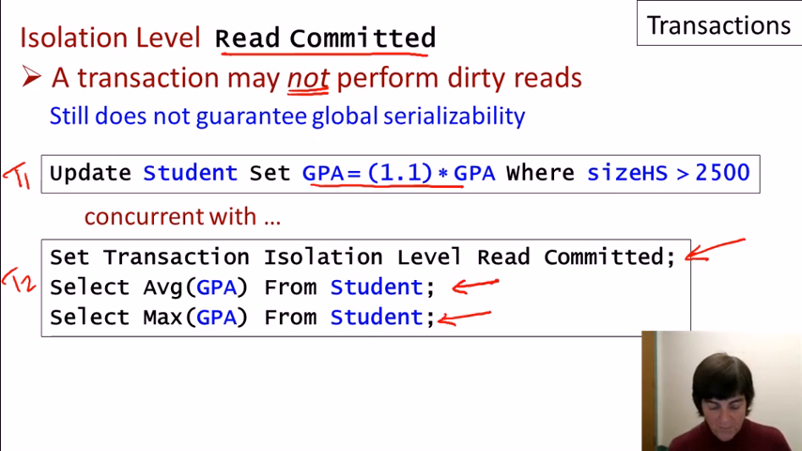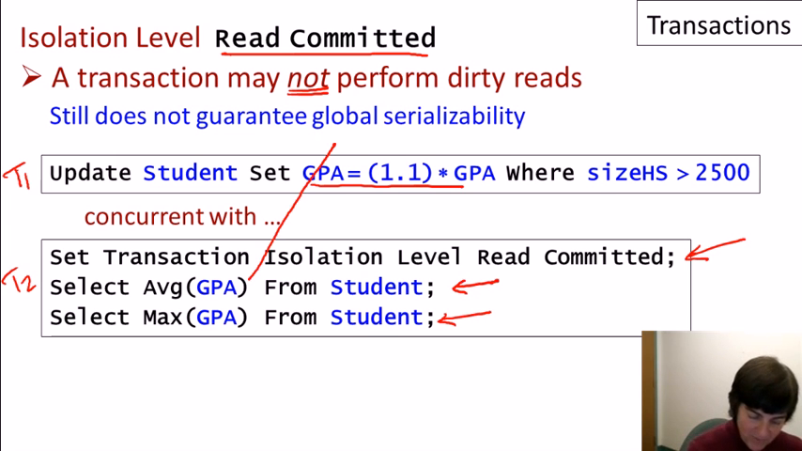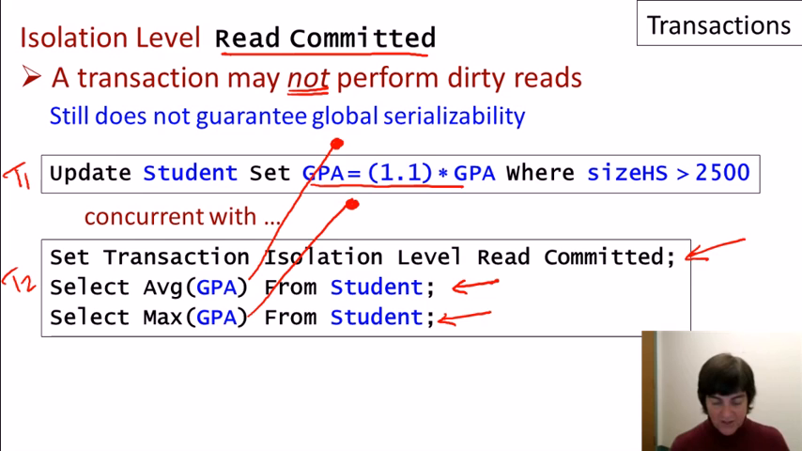So let's look at one behavior that's consistent with the isolation level, but we'll see is not serializable. Let's suppose that this average GPA is read before transaction T1, but the max GPA is computed after transaction T1. So the average will not take into account the increases, but the max will take into account the increases. So let's see if this is equivalent to any serial order.